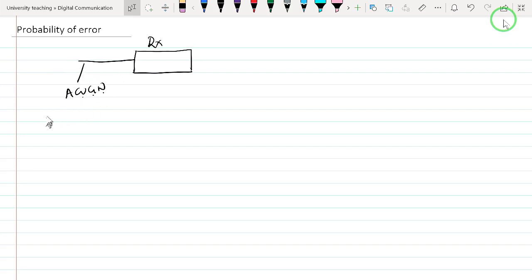That means that if we had sent x of t, we are going to receive at this point x of t mixed up with some additive noise n of t. And remember that at the transmitter we are sending a carrier modulated signal, which may be ASK, BPSK, or FSK, and there are many variants of this as we have already seen.